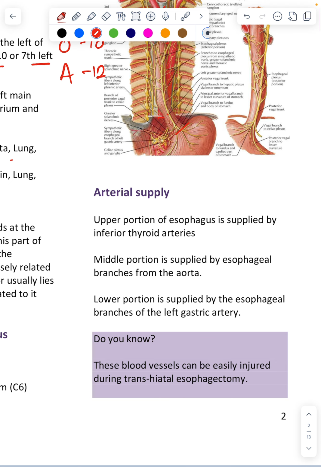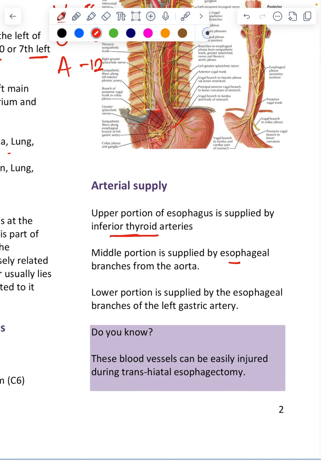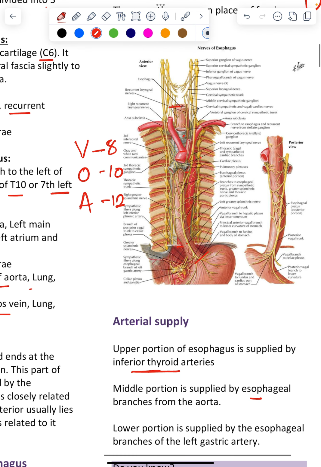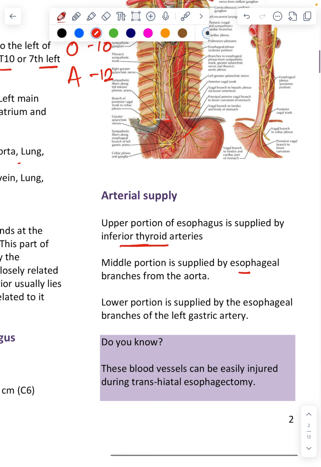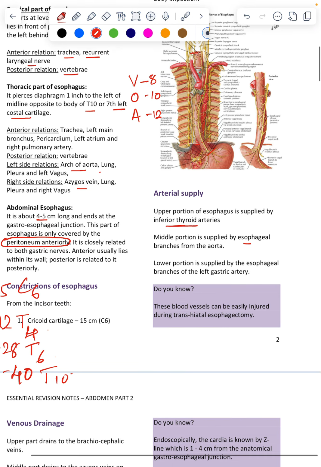The upper portion of the esophagus is supplied by inferior thyroid arteries, the middle portion by esophageal branches. So here you can see this much esophagus, this cervical, gets blood supply from the inferior thyroid artery, which is a branch of thyrocervical trunk. The superior thyroid is from external carotid artery. The middle portion is by the esophageal branch of aorta. The lower portion is by the esophageal branch of left gastric. This question is coming.